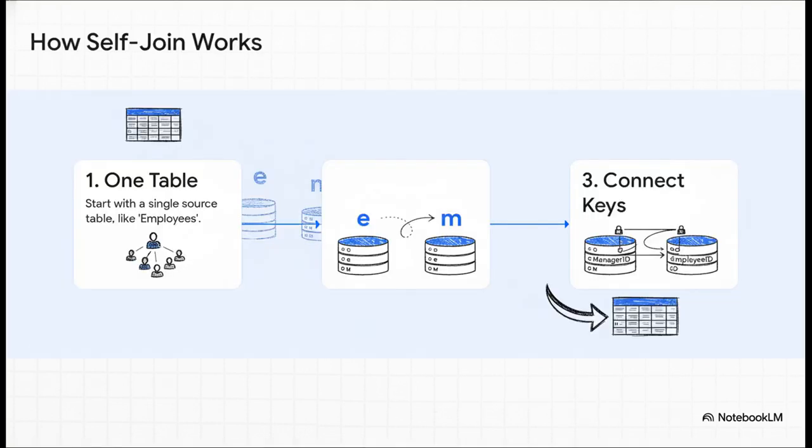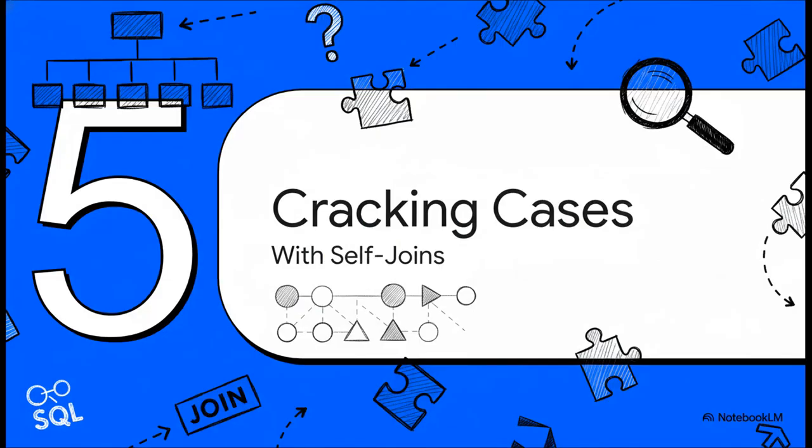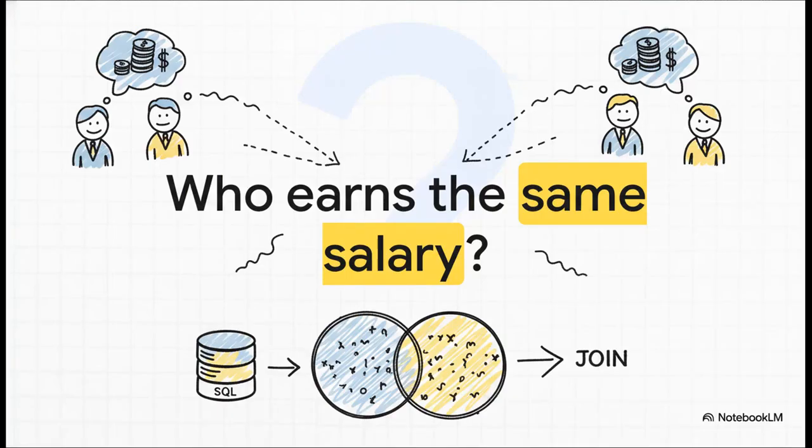So the process is actually pretty simple. You start with your one employees table. Then you create a logical copy of it, which we'll think of as the managers table. And finally, you connect them by matching the employee's manager ID column to the manager's employee ID column. And boom, it's done. Once you get the hang of this technique, seriously, you can solve all sorts of internal data mysteries. It's perfect for hierarchical data, like org charts. But believe me, its uses don't stop there. For example, let's solve this case.